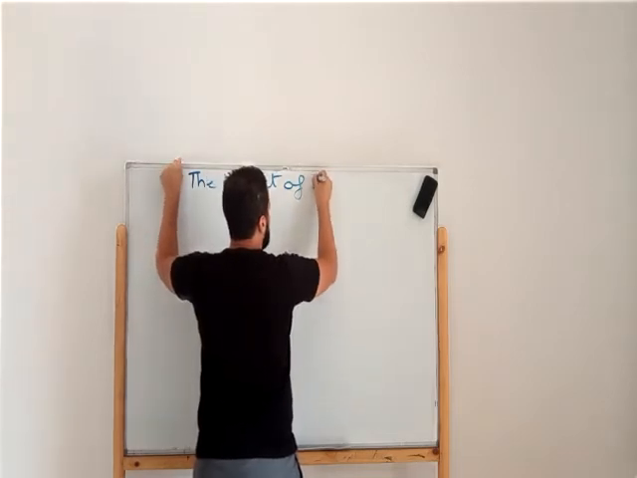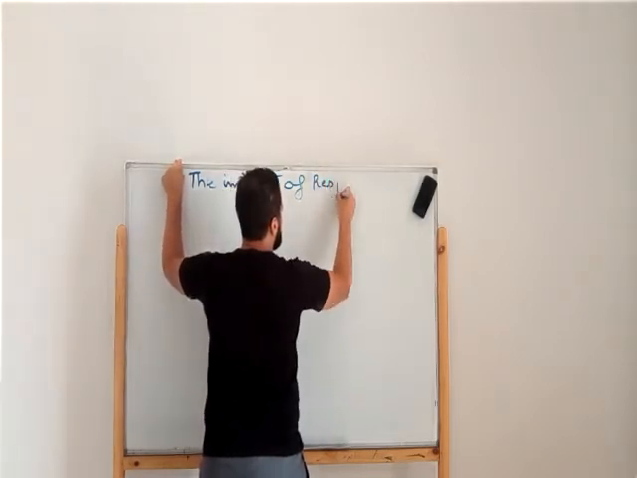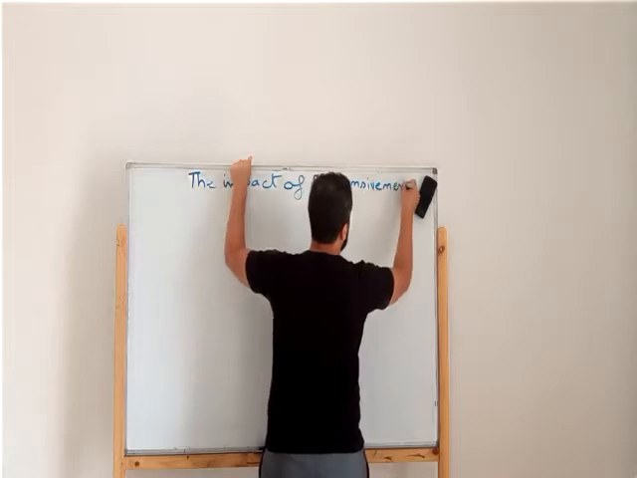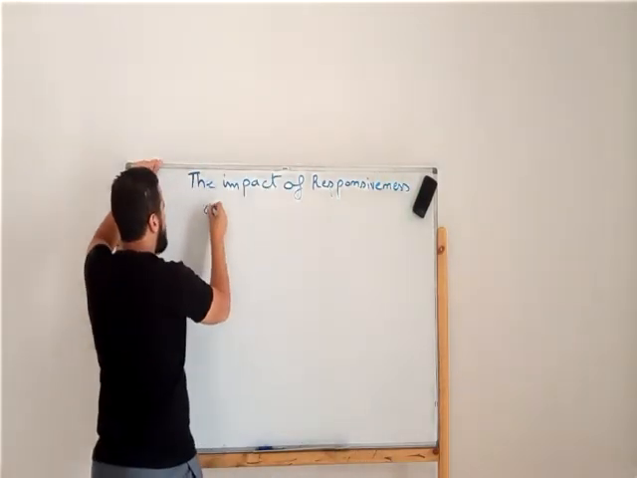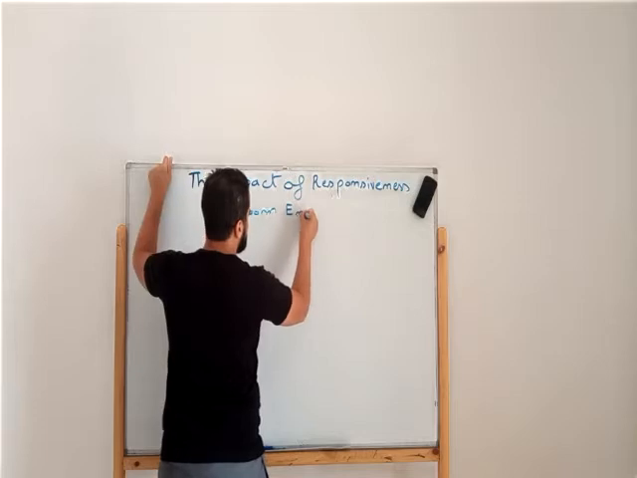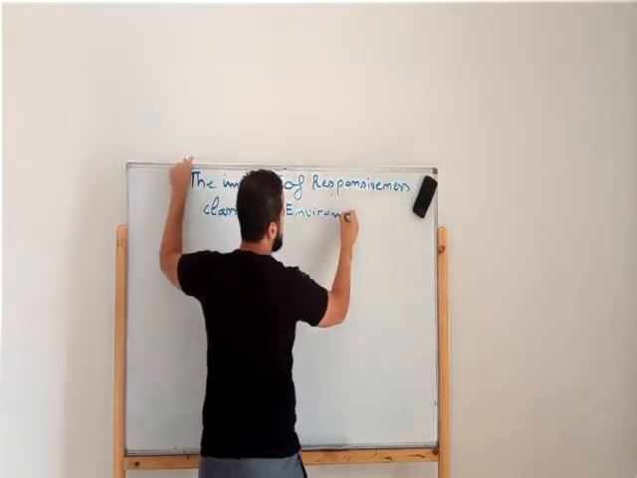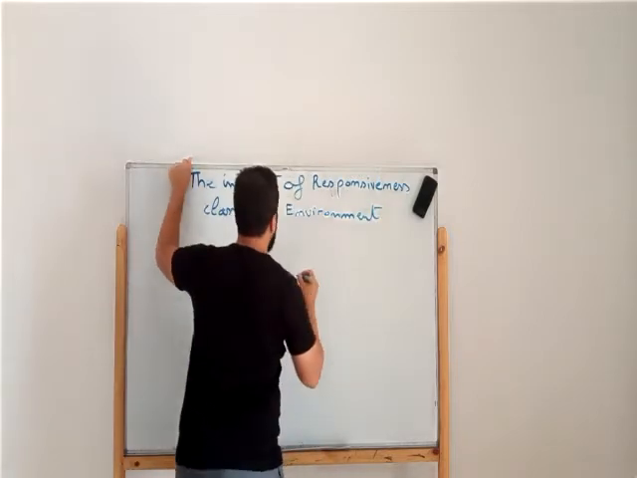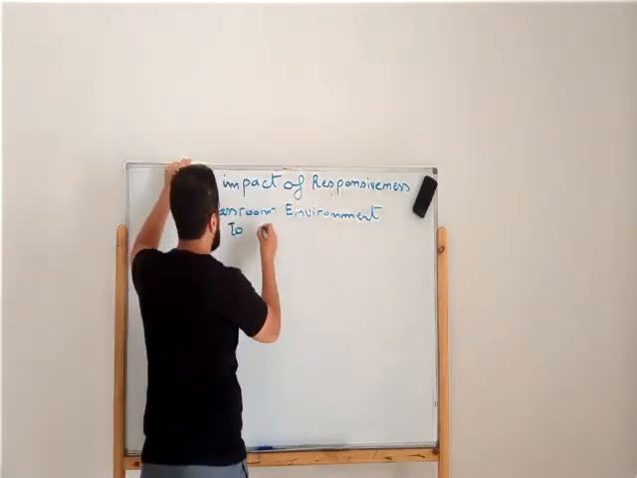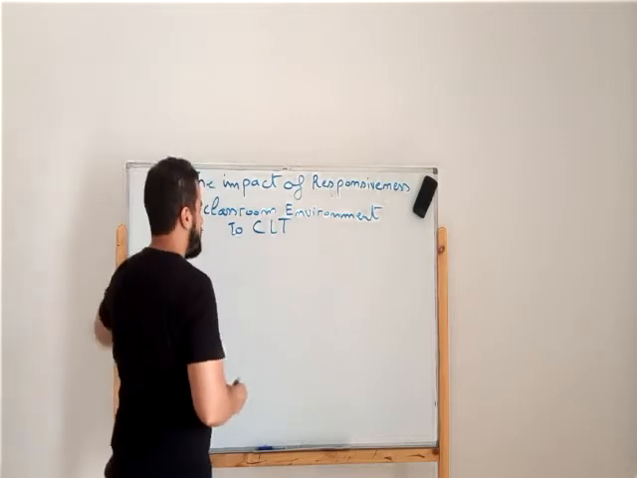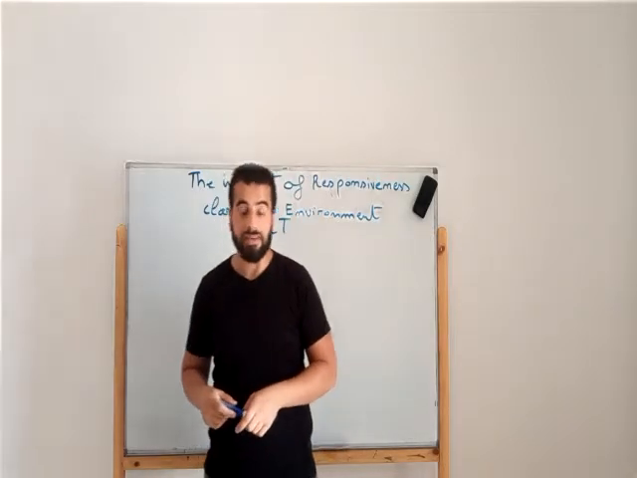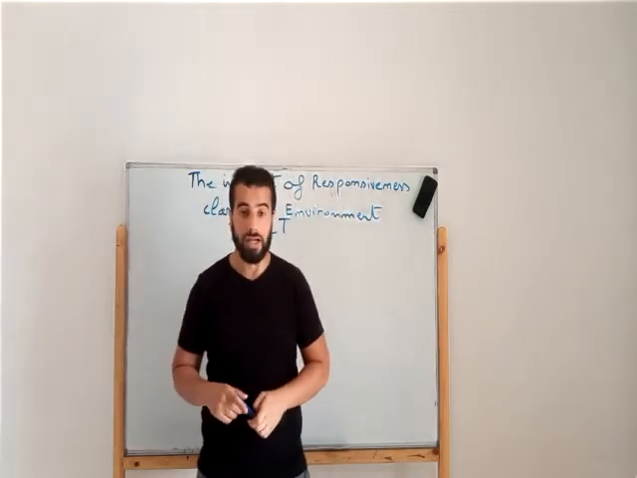of responsiveness classroom environments on communicative language teaching, I will just make it shorter, CLT, right? Communicative language teaching. The first thing you need to consider is the negativity or positivity of your discussion.